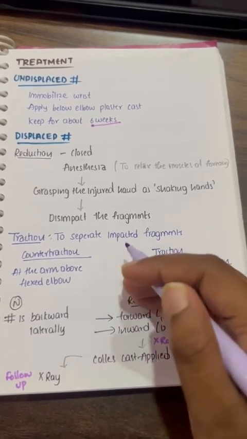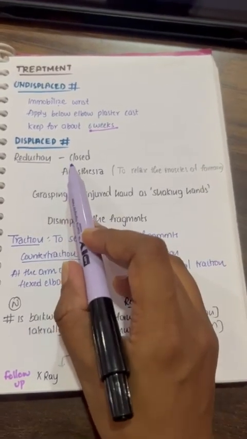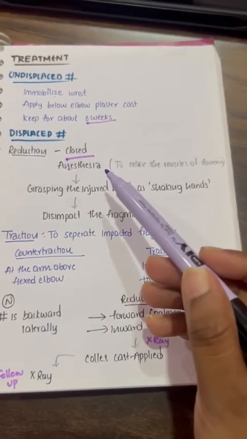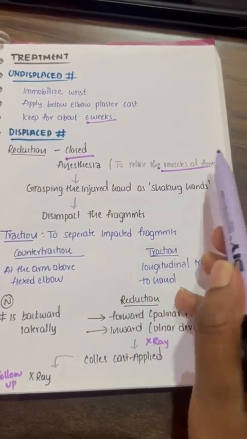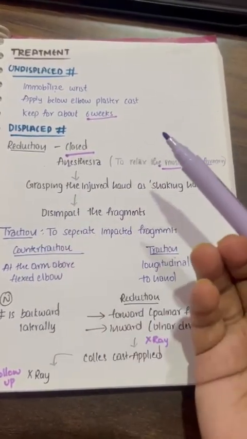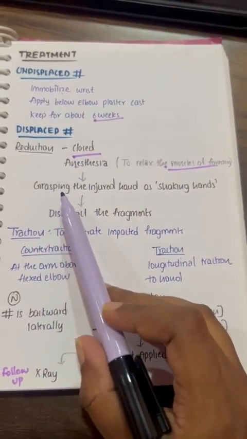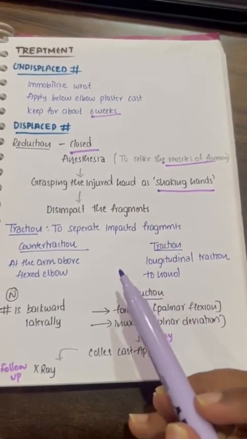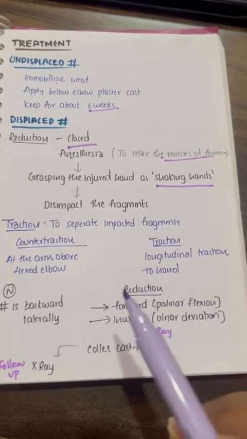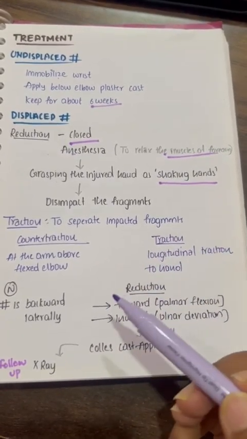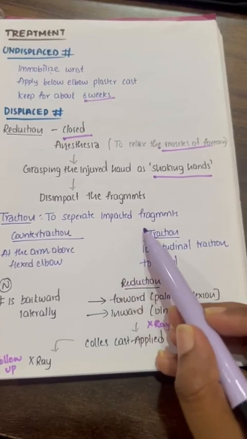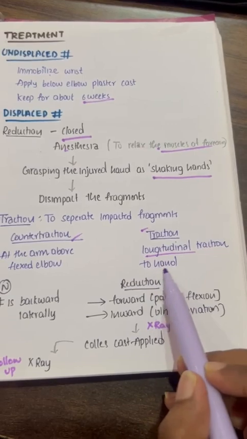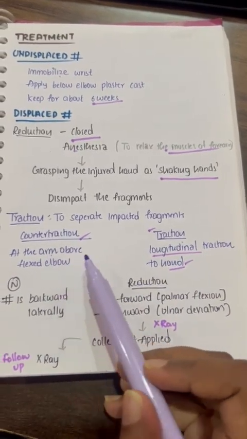And coming to the displaced fractures, first we do closed reduction. First thing is we give anesthesia. We give anesthesia to relax the muscles of the forearm and also to manage the pain while performing the procedure. And we grasp the injured hand in a shaking hands position, and then we do the disimpaction of the fragments. So traction is done to separate the impacted fragments. So traction and counter traction is there. Longitudinal traction is applied to the hand, and the counter traction is provided at the arm above the flexed elbow.